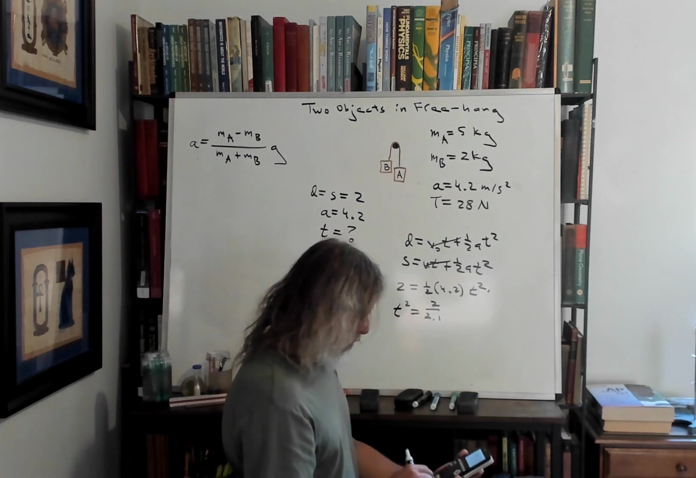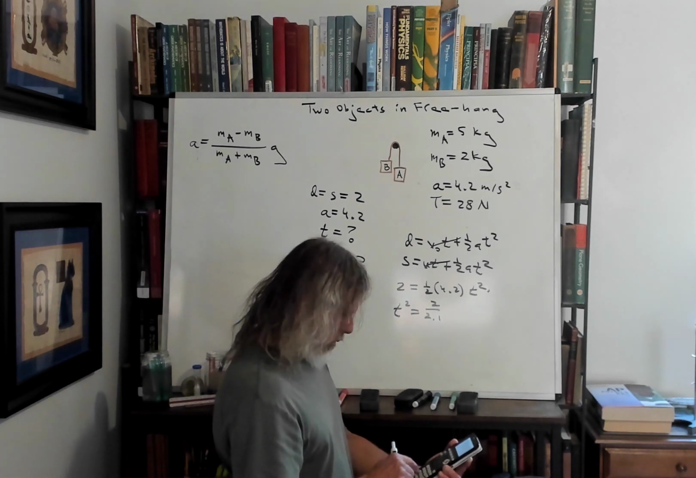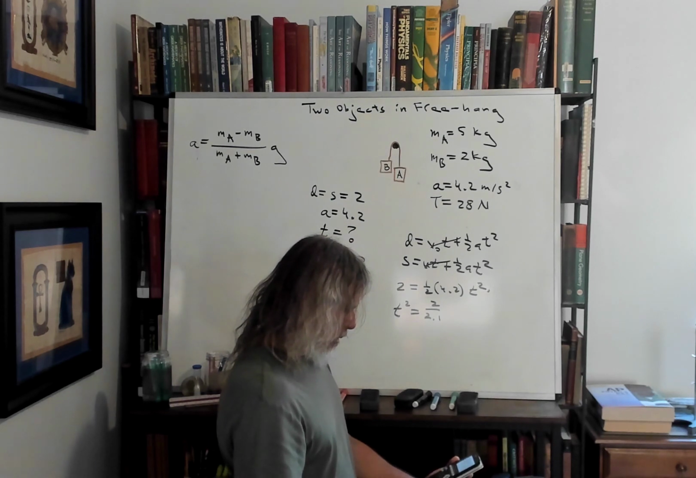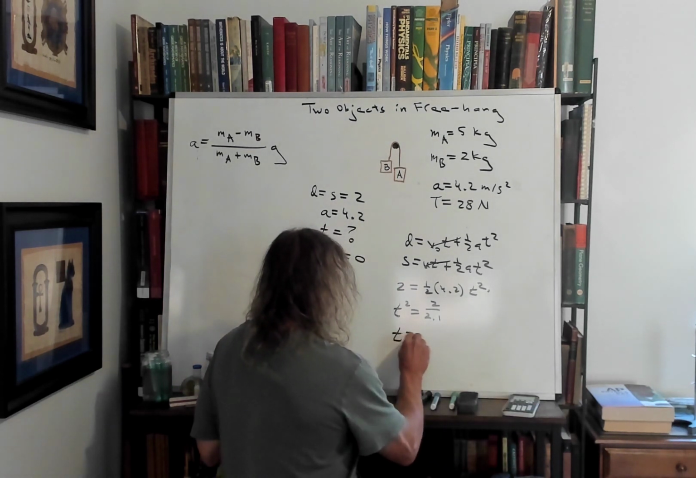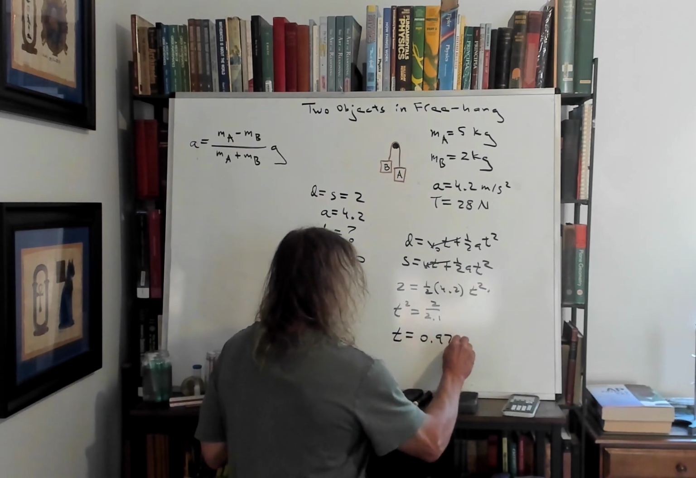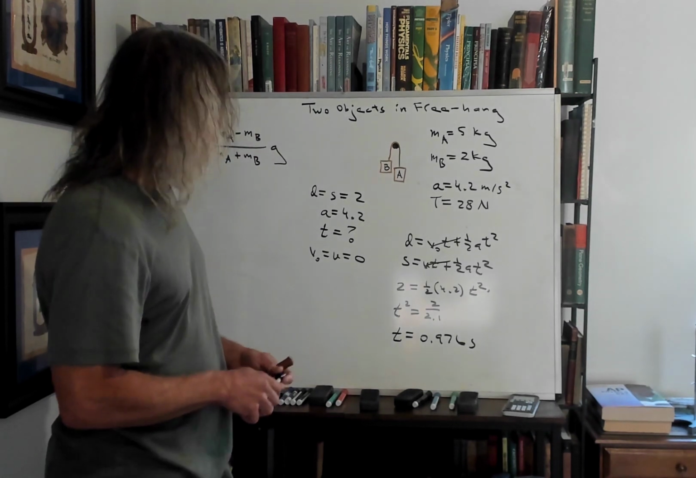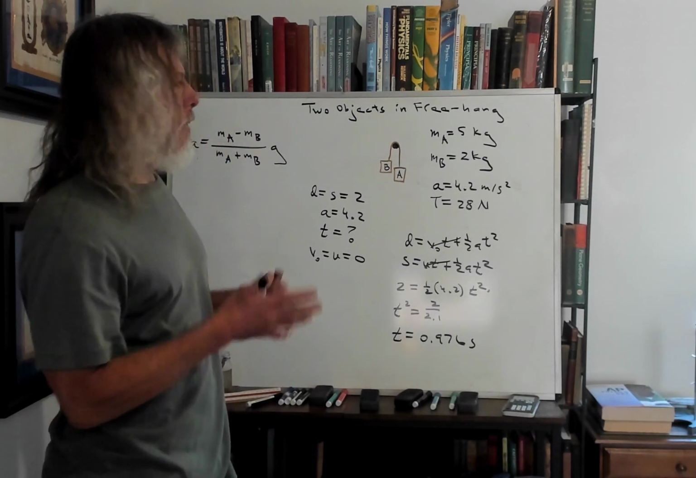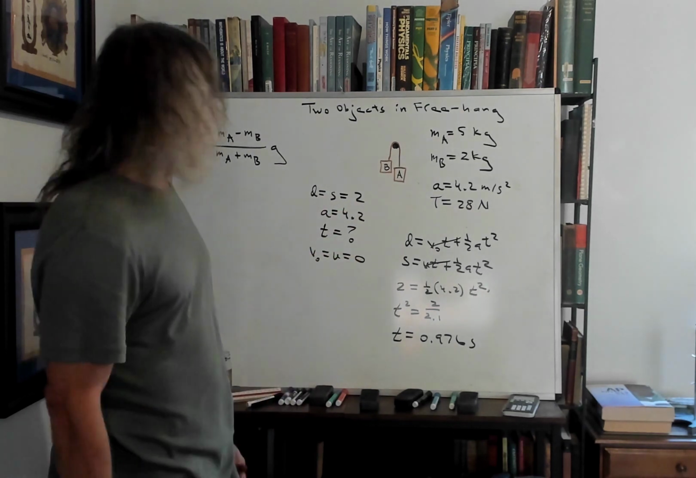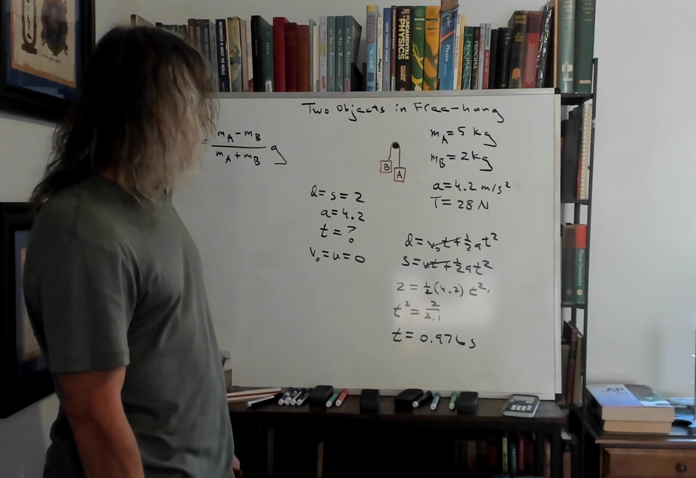So we get square root of 2 divided by 2.1. Enter. 0.976. 0.976 seconds. Which is why we want to do some of this, to get practical basic information. How long does it take to fall? Or let's see what the velocity is.